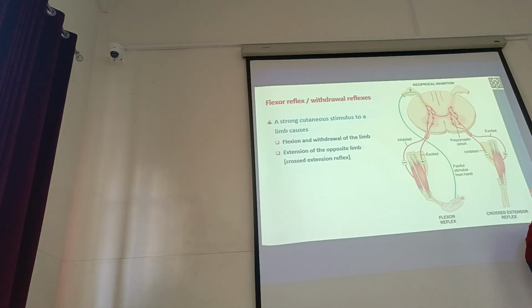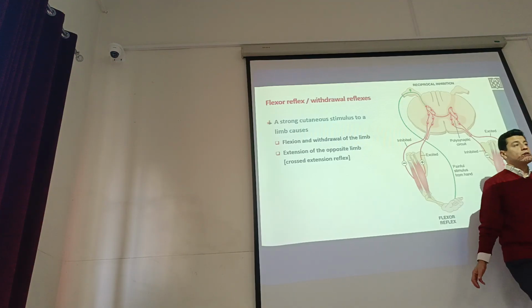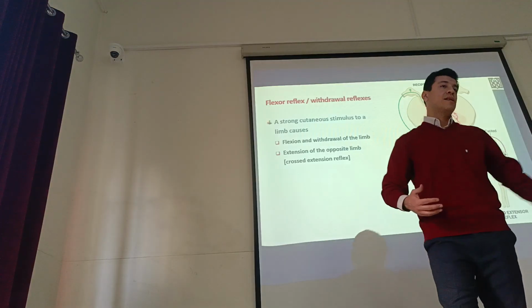Okay. So because of the pain in this arm, we have flexion of the same arm, but some neurons go to the opposite side of the spinal cord and activate another population of interneurons there. Again, here we have excitatory and inhibitory interneurons, right? But the opposite pattern happens here. The alpha motor neuron to the flexor is inhibited, but the alpha motor neuron to the extensor muscle is activated. So the result is extension.